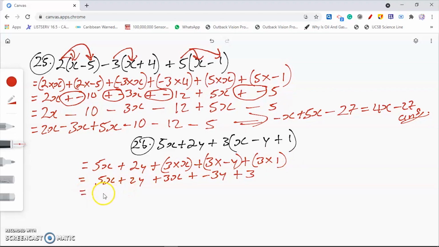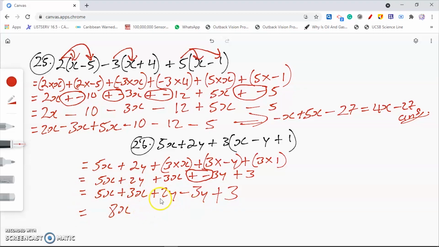We bring our like terms together. 5x plus 3x from here, and then we say plus 2y from here. And that would be minus 3y because of these two opposing signs there. 2y minus 3y. And then we bring down the plus 3. And then 5x plus 3x is 8x.